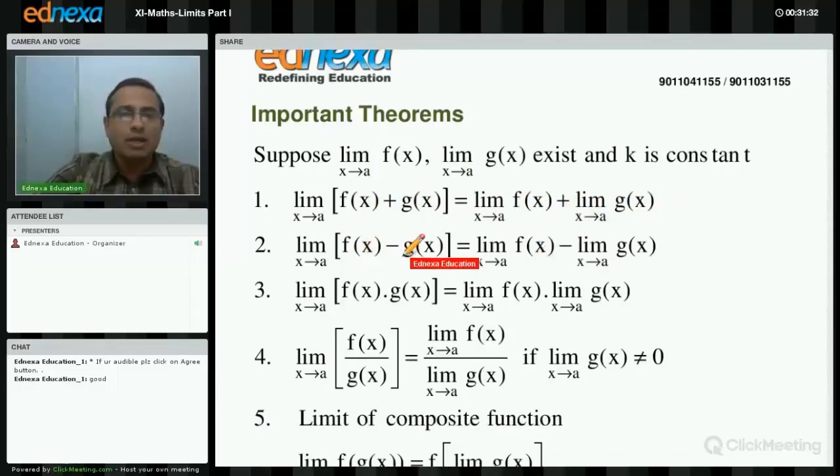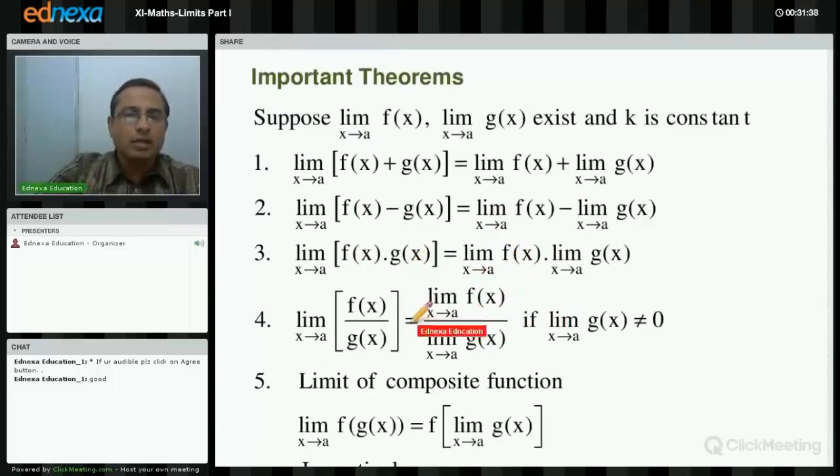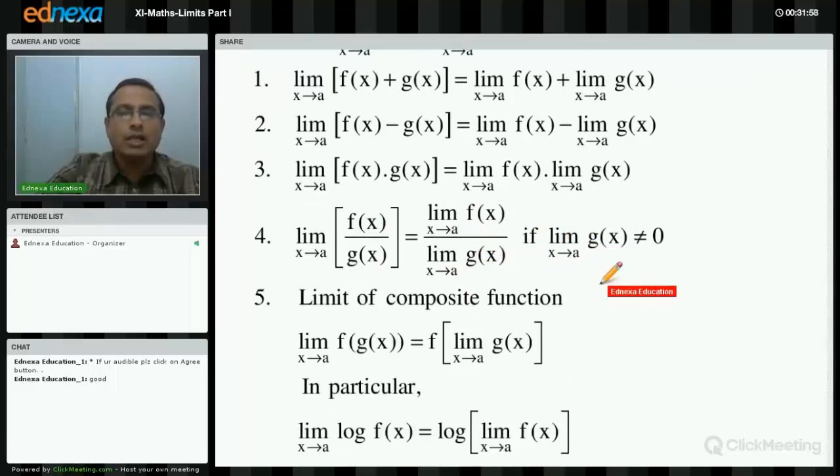Secondly, limit of difference is what? Difference of limits. Number 3, limit of product is product of limits. Number 4, limit of quotient is limit of numerator upon limit of denominator. But note that denominator cannot be 0 for the function to be a real valued function, right? So limit of quotient is limit of numerator upon limit of denominator, provided limit of denominator is not equal to 0.